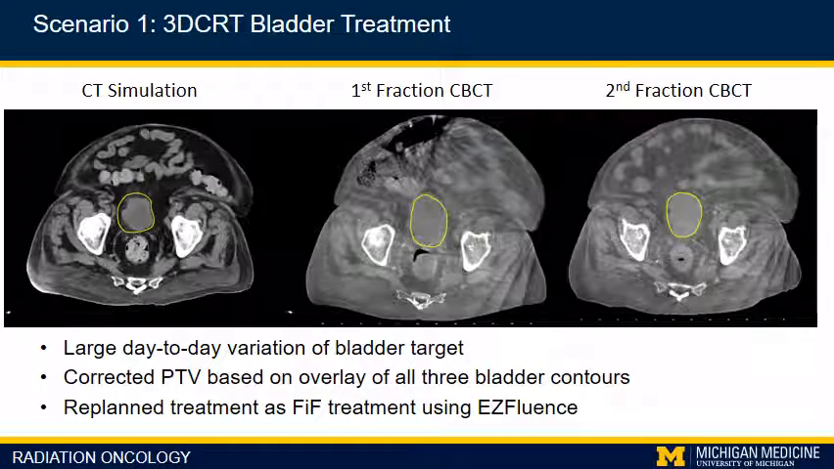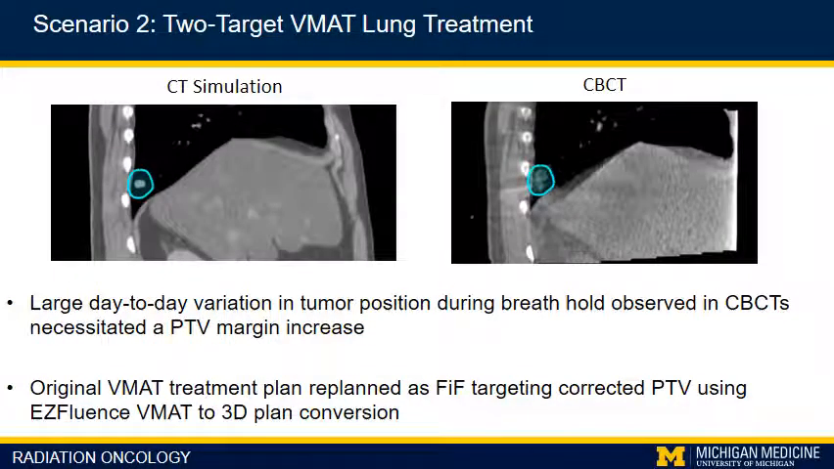The second scenario investigated was a two-target lung VMAT treatment where daily CBCTs showed large day-to-day variation of the tumor position during breath holds. An example of this variation is captured by the displayed CBCT for one of the PTVs. The PTV was expanded further in both the superior and inferior directions to account for the additional uncertainty. The VMAT plan was then replanned as a field-in-field plan targeting the corrected PTV using the EZFluence VMAT to 3D plan conversion feature.